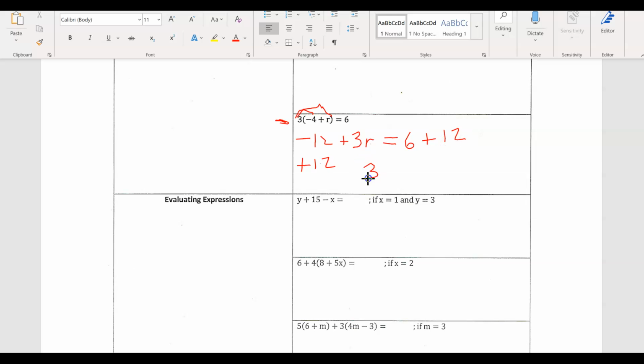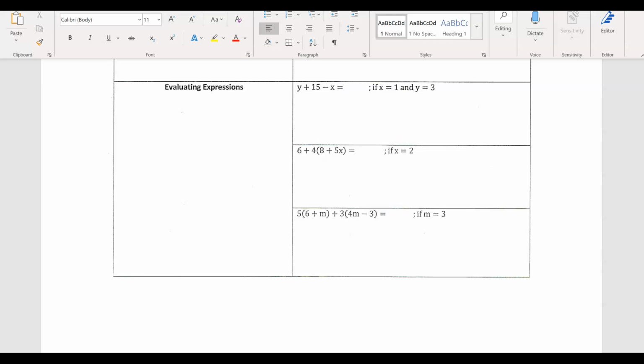And now I have 3r equals 18. Divide both sides by 3. And you should have come up with r equals 6. That'd be the correct answer.